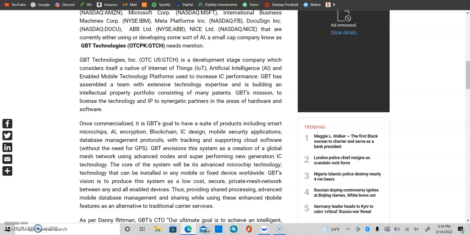And GBT's vision is to produce the system as a low-cost, secure, private mesh network between any and all enabled devices, thus providing shared processing, advanced mobile database management, and sharing while using these enhanced mobile features as an alternative to traditional carrier services. So obviously, guys, they do have a lot going for them.